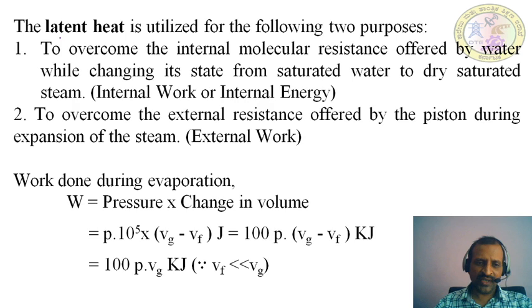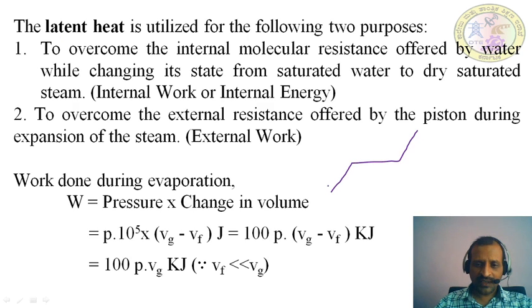During the latent heat of evaporation, the temperature remains the same, and only the wet steam gets converted to dry steam. What changes take place in the steam conversion during the latent heat of vaporization phase? That part we are going to study now. The latent heat is utilized for the following two purposes. What do you mean by latent heat? I have shown you a drawing like this.